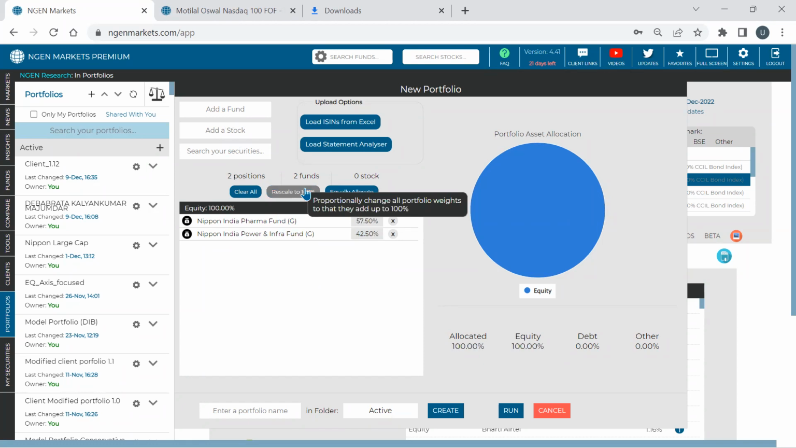So whatever the percentage is out of the 100, it will rescale it up to 100. So you can at least give your client a proper analysis of the mutual fund and stock part of their portfolio.